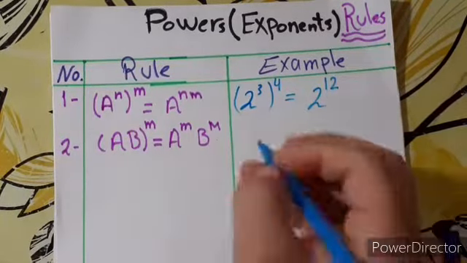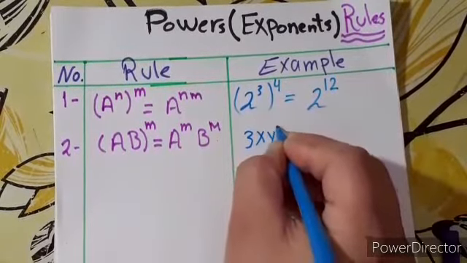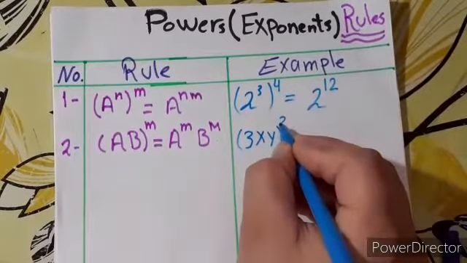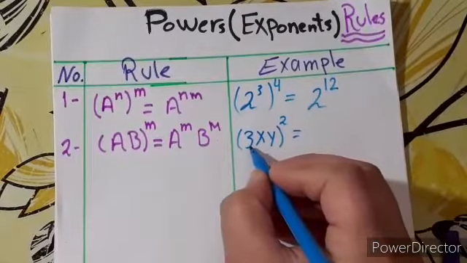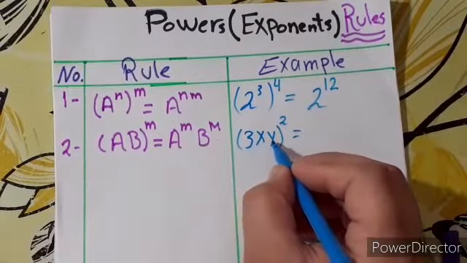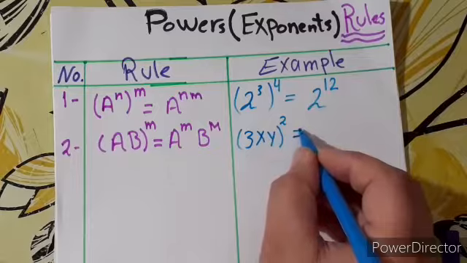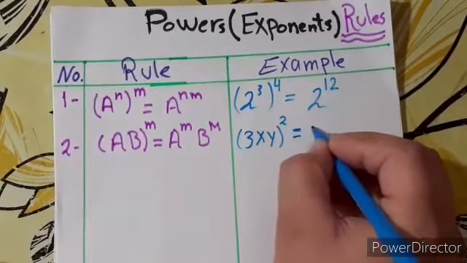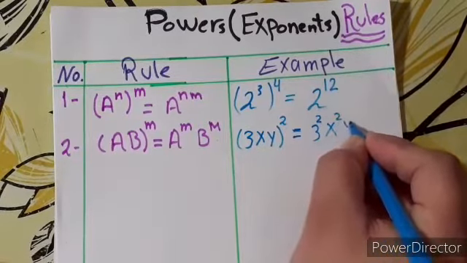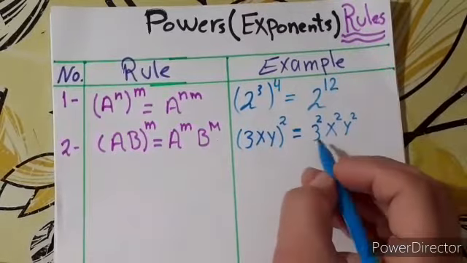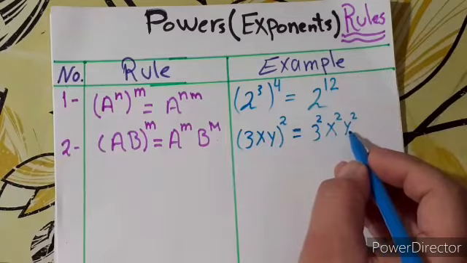For example, 3xy all power of 2 equals, now we have the bases 3, x and y, and all these bases of the power 2, we can distribute this power. So we can write 3 power 2, x power 2, y power 2, or we can write 9, 3 power 2 equals 9, x power 2, y power 2. Okay.